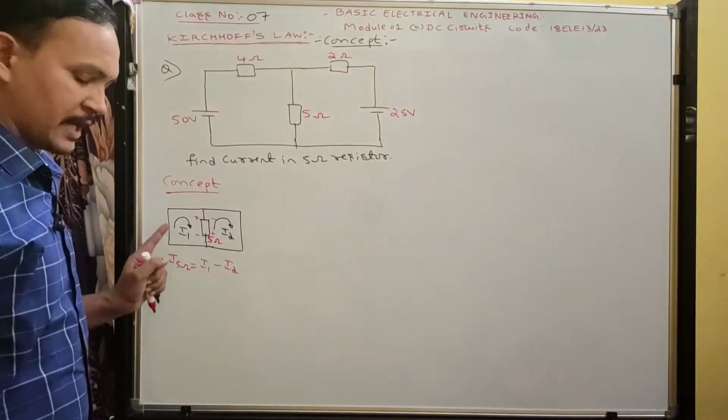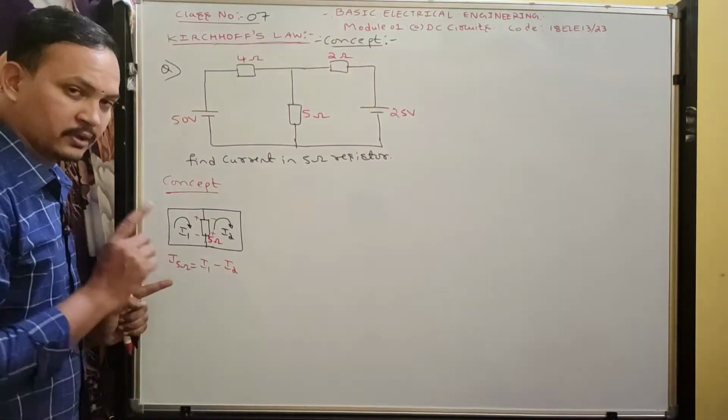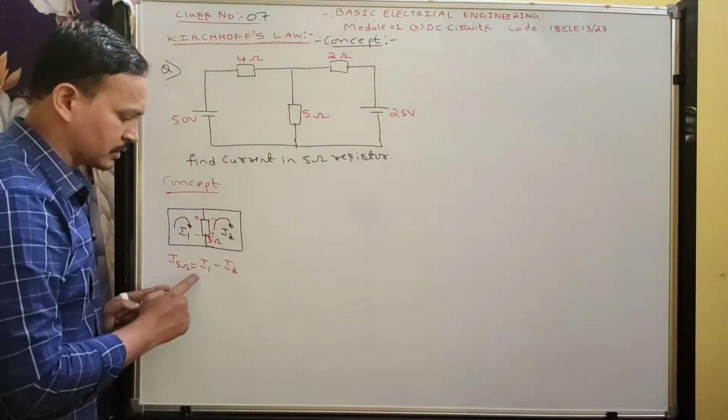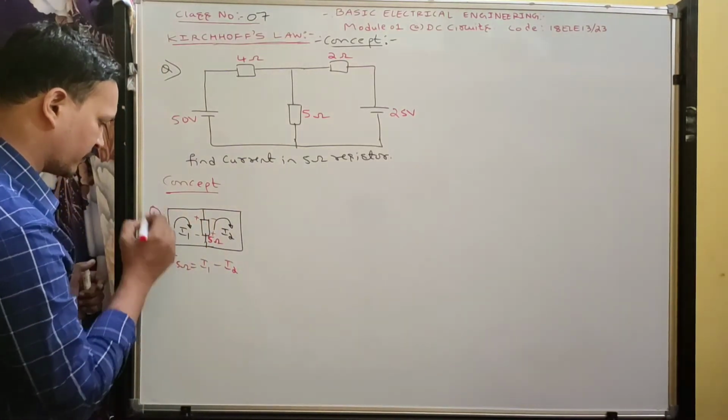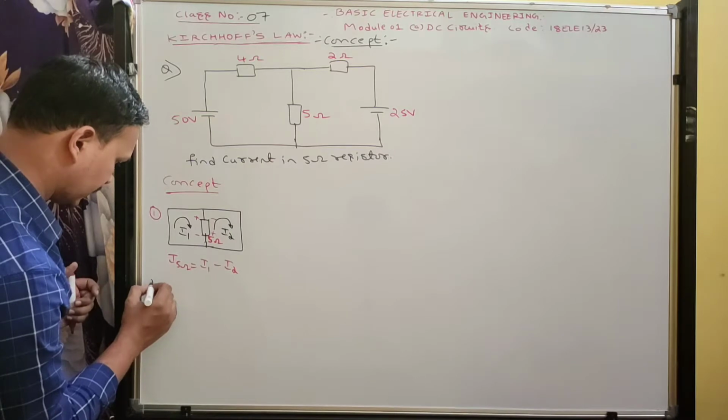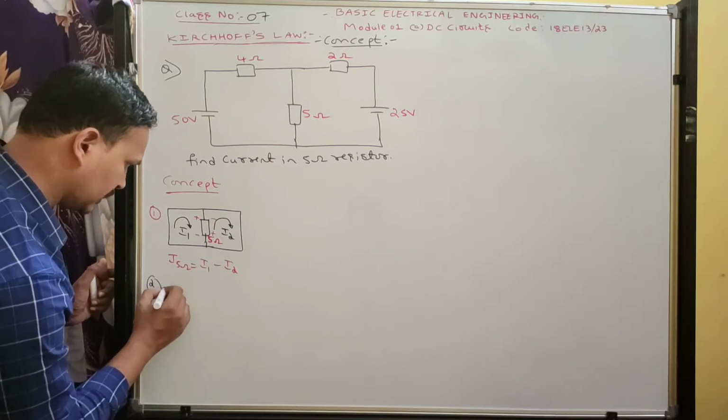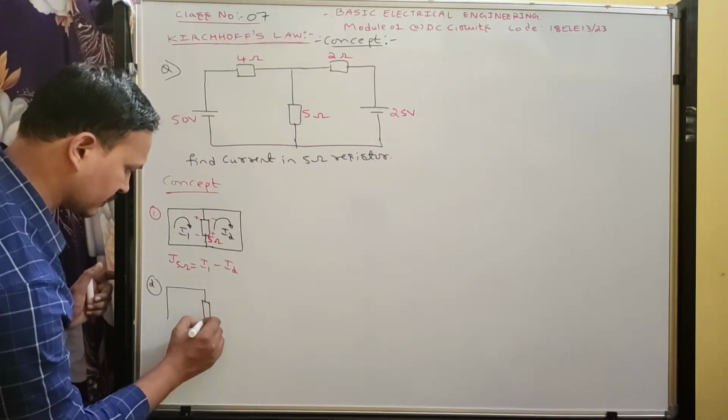So if you assume direction like this, then your equation for the current flowing through the 5 ohm resistor is I1 minus I2. This is concept number 1. So next, the other way. In this way also students can write the direction.